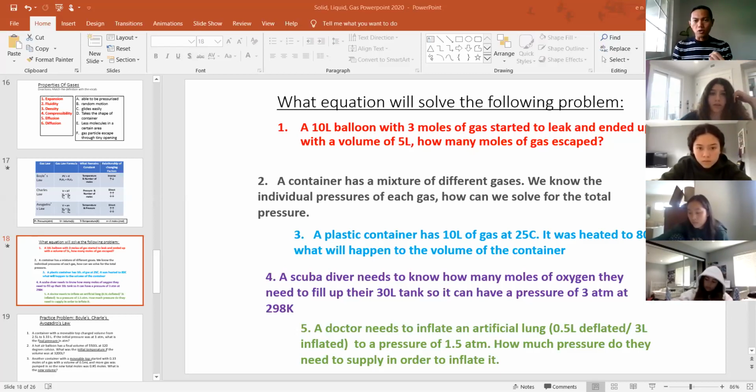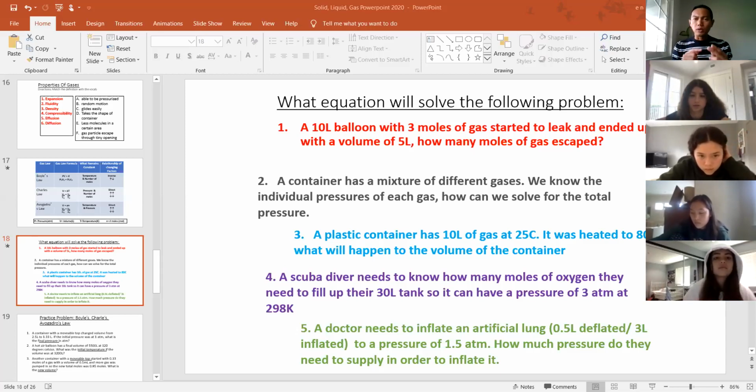So keep that in mind. Charles' law has to be in Kelvin. The volume could be in liters or milliliters, depending on what's given in the problem. I'm not going to try to trick you on that. For Charles' law, the one thing really is the temperature. Temperature has to be in Kelvin.